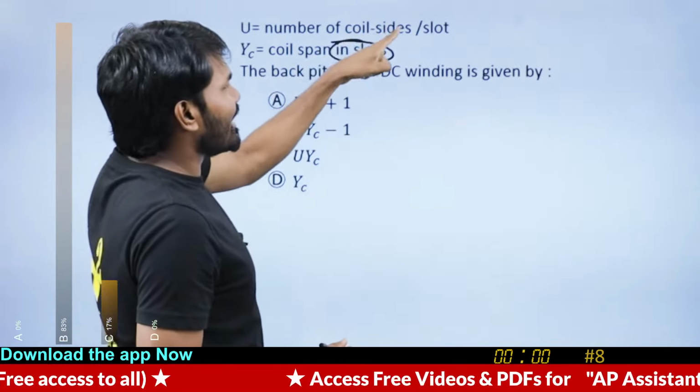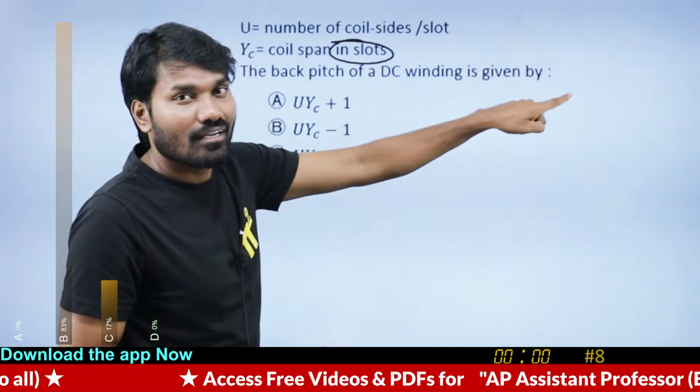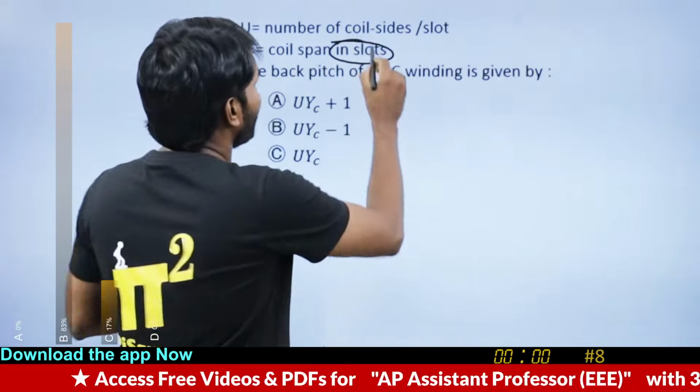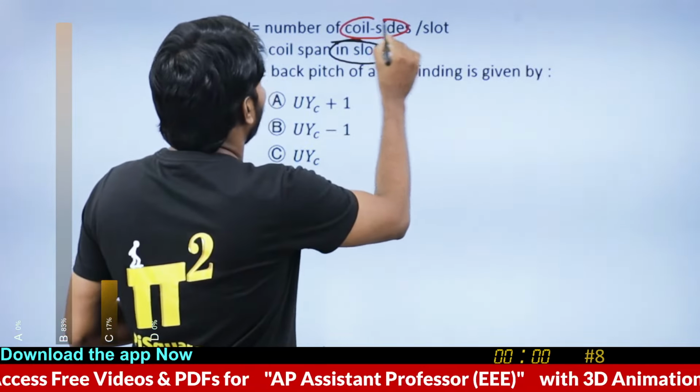Number of coil sides per slot is how much? Number of coil sides and number of conductors per slot is U.